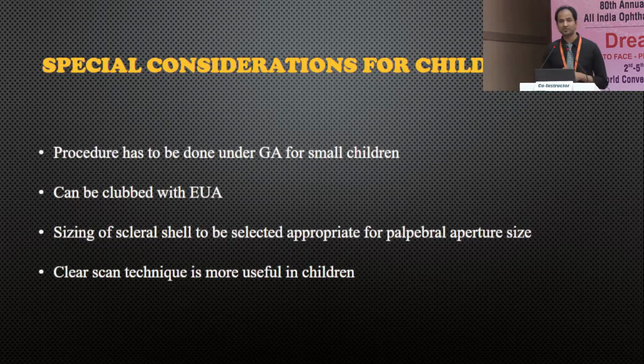So what are the special considerations for children? The procedure has to be done under GA for small children, because children are not cooperative many a times. So it can be clubbed with examination under anesthesia, so as not to give anesthesia again and again. The sizing of the scleral shell has to be selected appropriate for palpebral aperture size, and the clear scan technique is more useful in children because children are more comfortable with this.